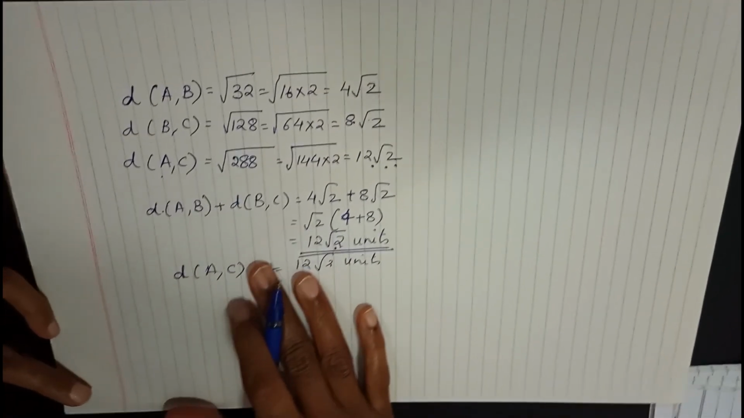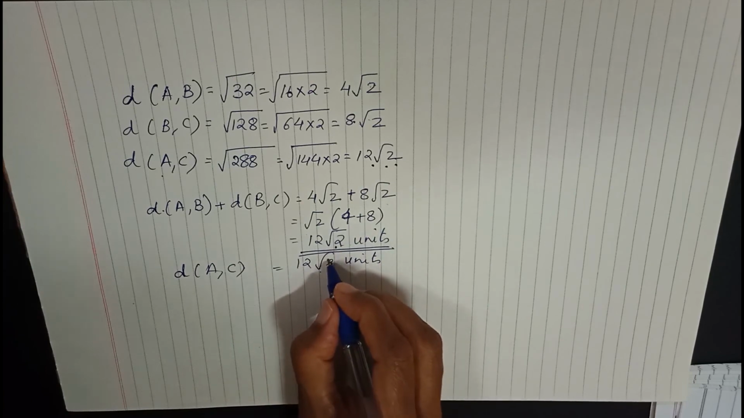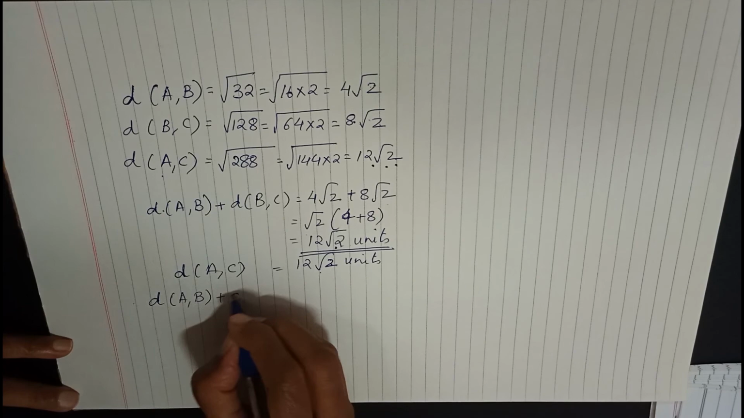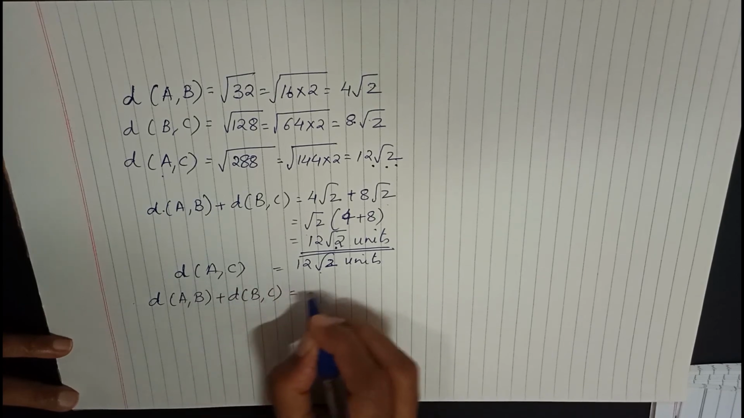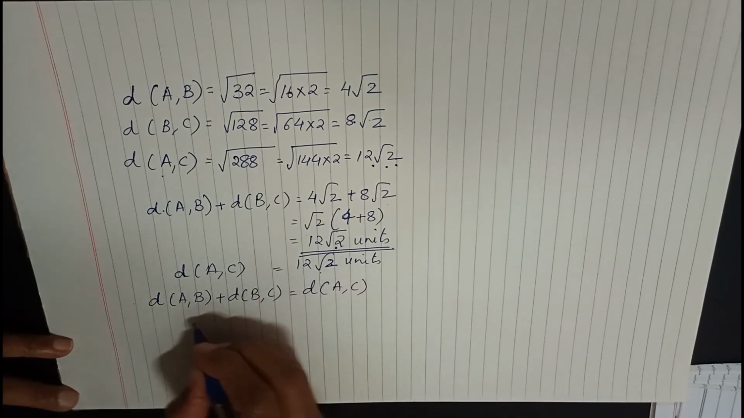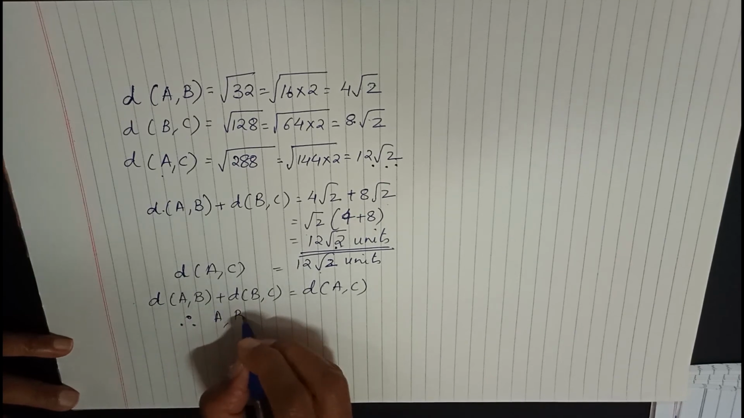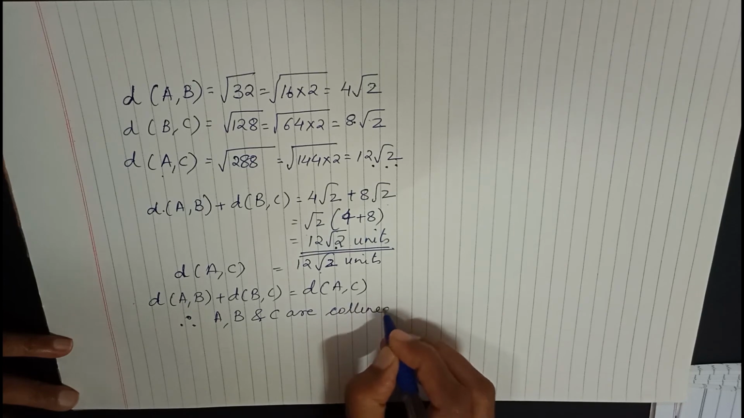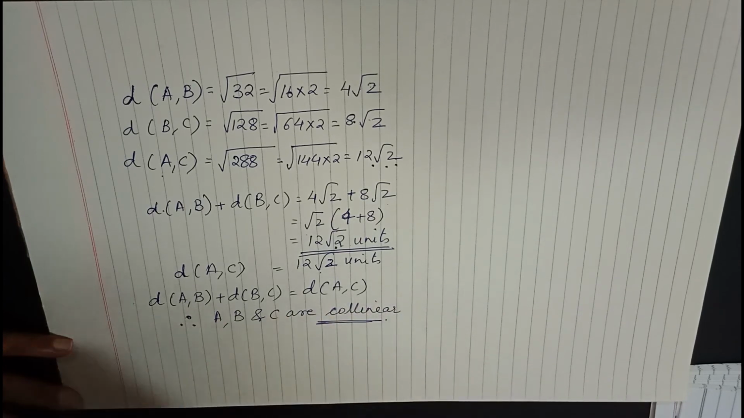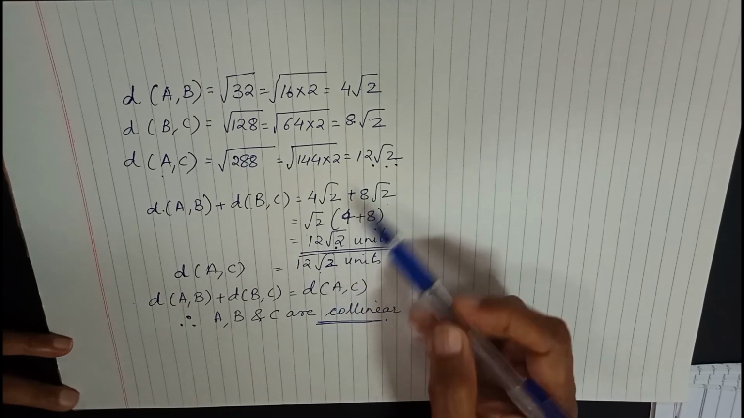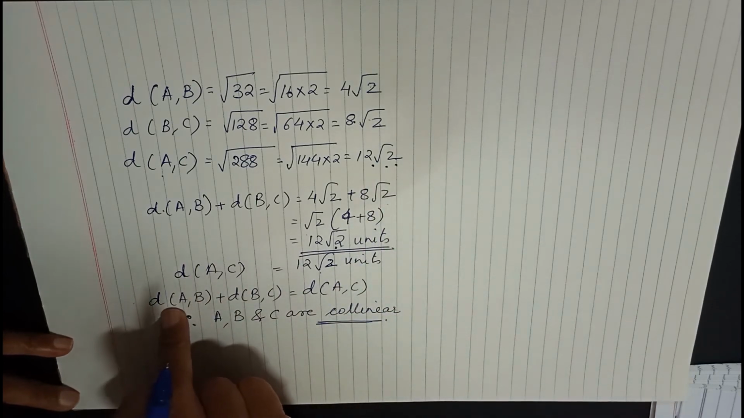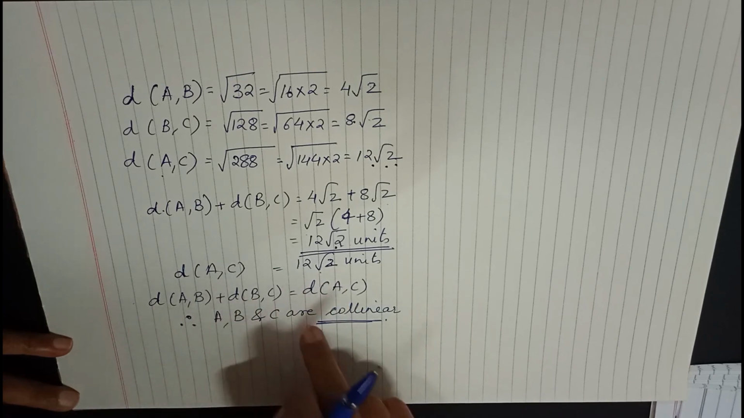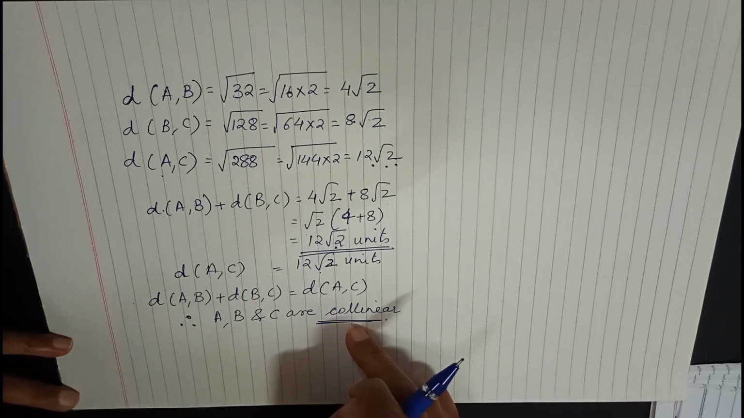So you can see two small distances when added together are giving me my bigger distance. In other words, distance AB plus distance BC is equal to distance AC. Therefore, A, B and C are collinear. If these distances would not have come out the same, then I would have said distance 1 plus distance 2 is not equal to distance 3. Therefore, the 3 points are not collinear, right?